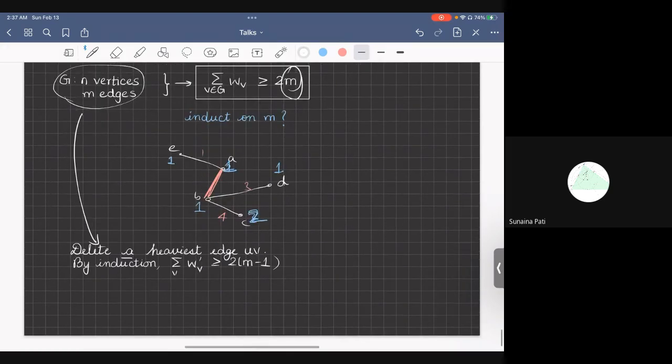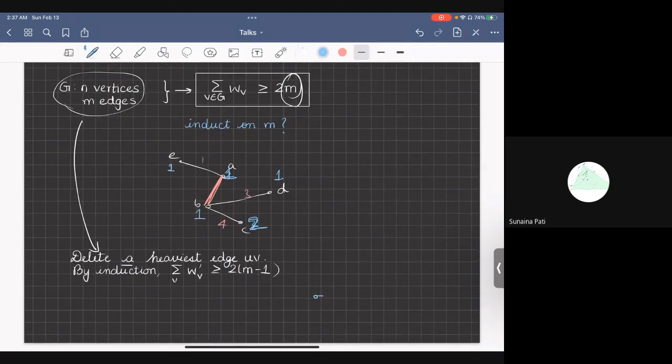And now I add this edge UV. So I had some graph G and I have UV and I add the heaviest edge, a heaviest edge. What does that do to the weights? We have to show that it increases by 2, no? Yes, we want to show that the total sum increases by 2 by adding this edge. And why is that so?